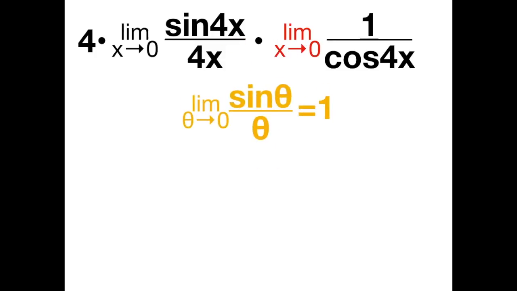Remember that the limit of sine theta over theta as theta approaches 0 is equivalent to 1. We can apply this here to the fraction with sine. All we would have to do is change 4x into theta, and for the fraction with cosine we could just use direct substitution. This would all simplify to 4 times 1 times 1, which equals an answer of 4.